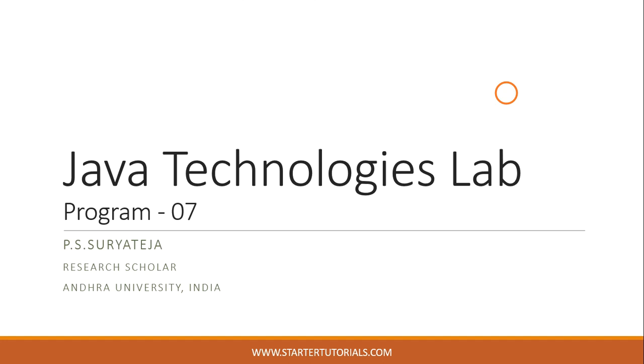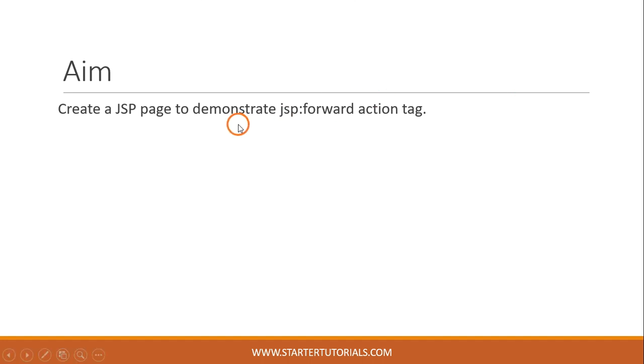So today we are going to see program number 7. What this program is about is, we are going to create a JSP page. JSP means Java Server Pages, and within that page we are going to use a JSP action tag, which is JSP Forward.